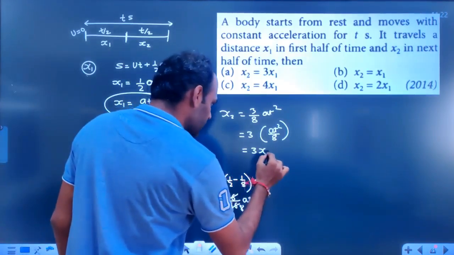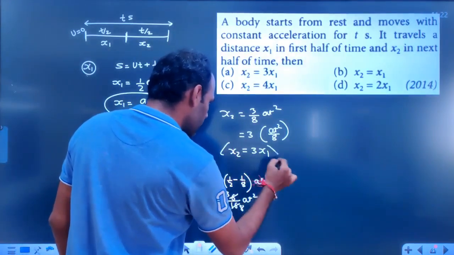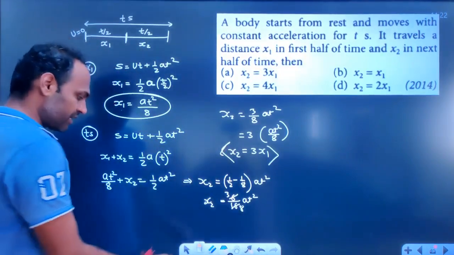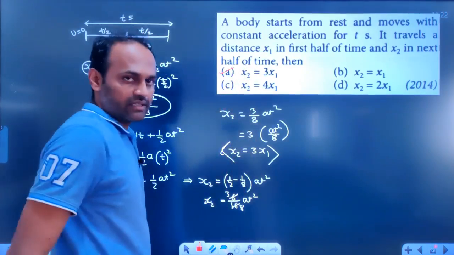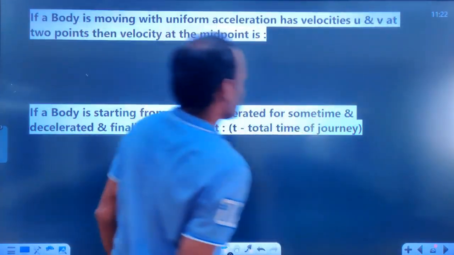So I will get it as 3x1. So I got x2 is equal to 3x1. So this is the answer. So which option is correct? Option A is correct. Let us go to the next concept now.